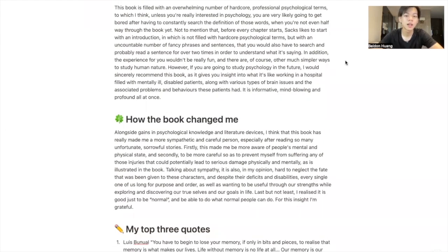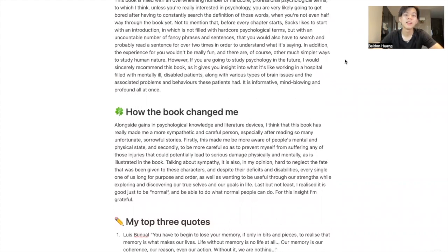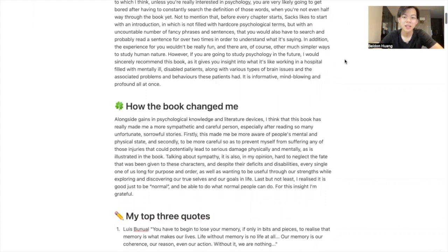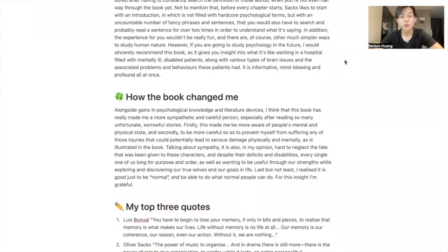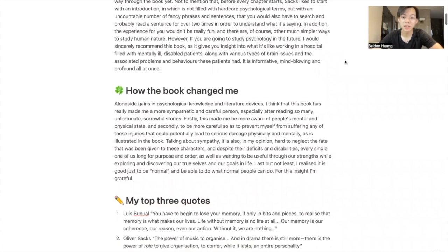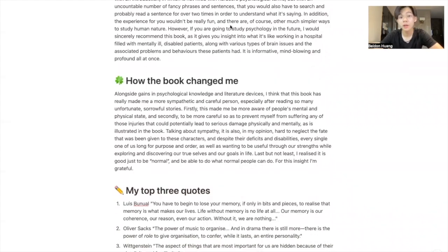And not to mention that before every chapter starts, Sacks, the author, likes to start with an introduction, which is not filled with hardcore psychological terms, but with an uncountable number of fancy phrases and sentences that you would have to search and probably read a sentence like 2 times in order to understand what it's saying. In addition, the experience for you wouldn't be really fun. And there are, of course, other much simpler ways to study human nature.